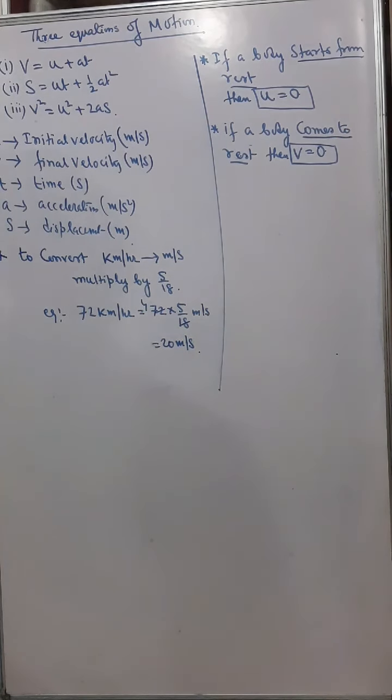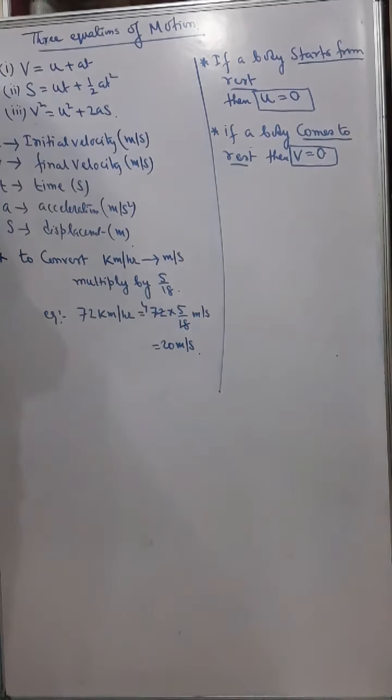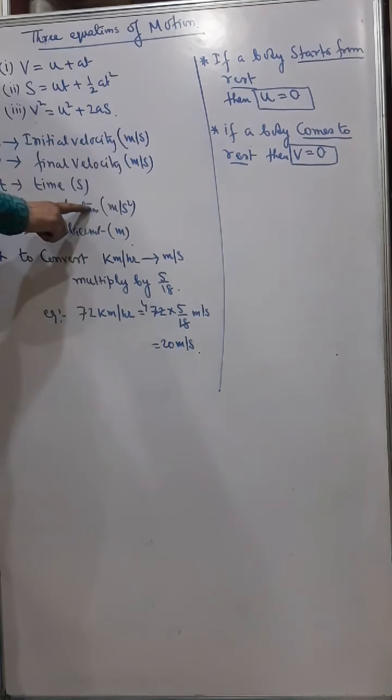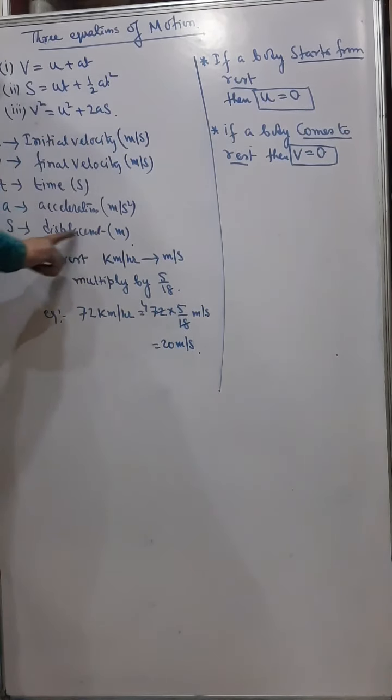Okay, so to summarize, these are the three equations of motion. Now always remember, unless mentioned, generally we should convert every one of these terms into their SI unit. If they are not in their SI unit, convert them. So you know the SI unit of initial and final velocity is meter per second, time is second, a is acceleration, and s is displacement in meters.